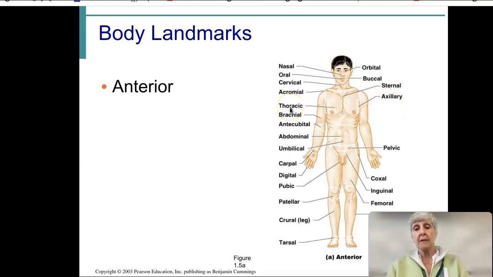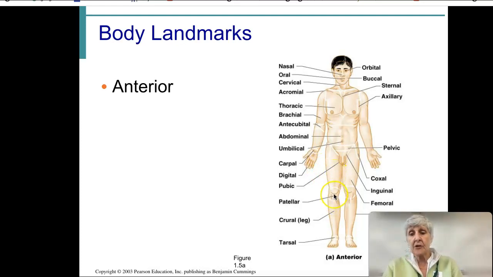Thoracic is your chest. Brachial is your upper arm. Antecubital is the inside of your elbow. Abdominal is above the belly button. Umbilical is the belly button. And then pelvic is below that, and below pelvic is inguinal. You have carpal, which is your wrist. Digits are your fingers. On the leg, you have femoral, which is where your femur is.